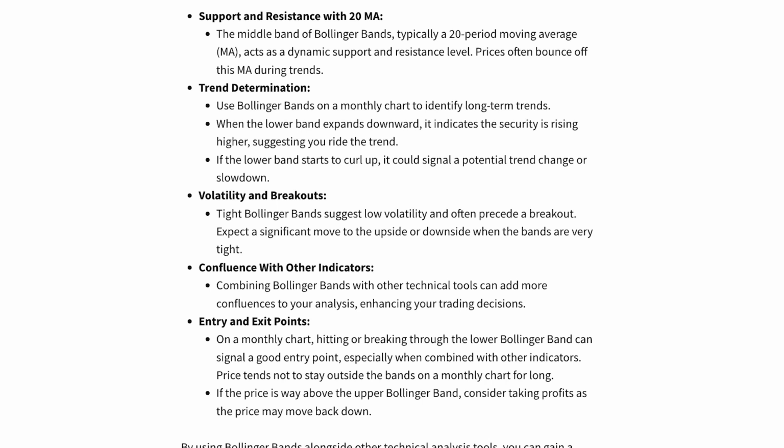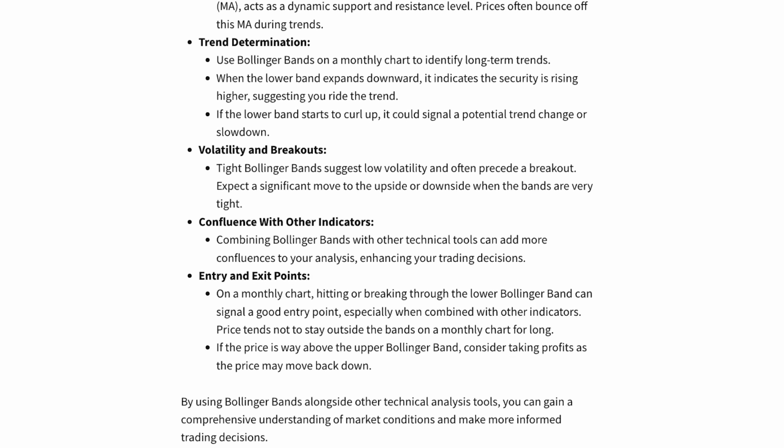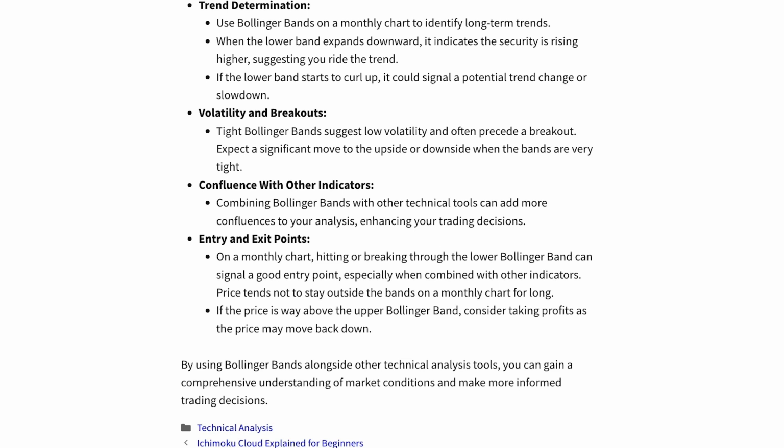Volatility and breakouts. The tight Bollinger Band suggests there's low volatility, and sometimes that precedes a breakout. So if things are stretched out and very tight, it might mean that a breakout is coming, and you can expect a significant move to the upside or downside when the bands are very, very tight. Confluence with other indicators, we talked about that. Combine this tool with other technical indicators to add more confluence to your analysis, enhancing your decision. So don't rely just on one tool, especially not just this one.